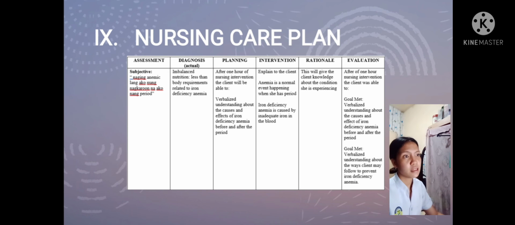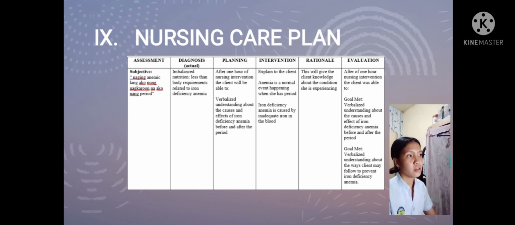So, the next nursing care plan. Assessment: "Naging anemic lang ako nung nagkaroon na ako ng period." Diagnosis: imbalanced nutrition, less than body requirements related to iron deficiency anemia. Planning: after 1 hour of nursing intervention, the client will be able to verbalize understanding about the causes and the effect of iron deficiency anemia before and after the period.